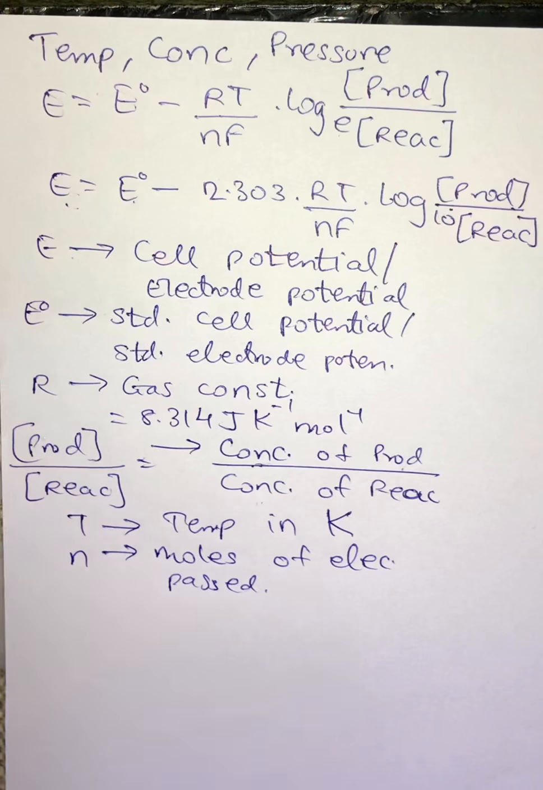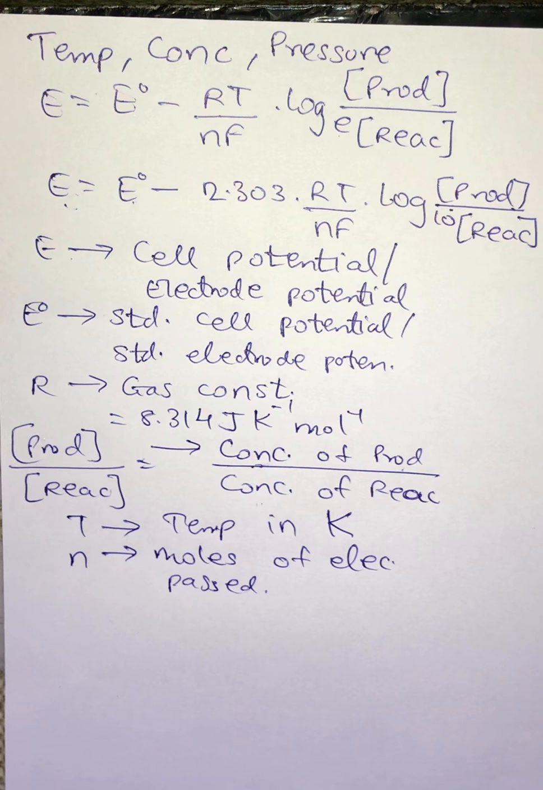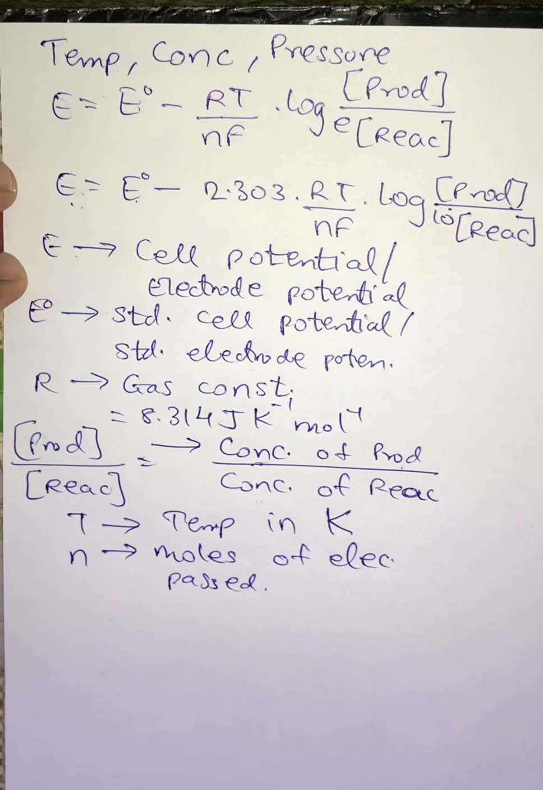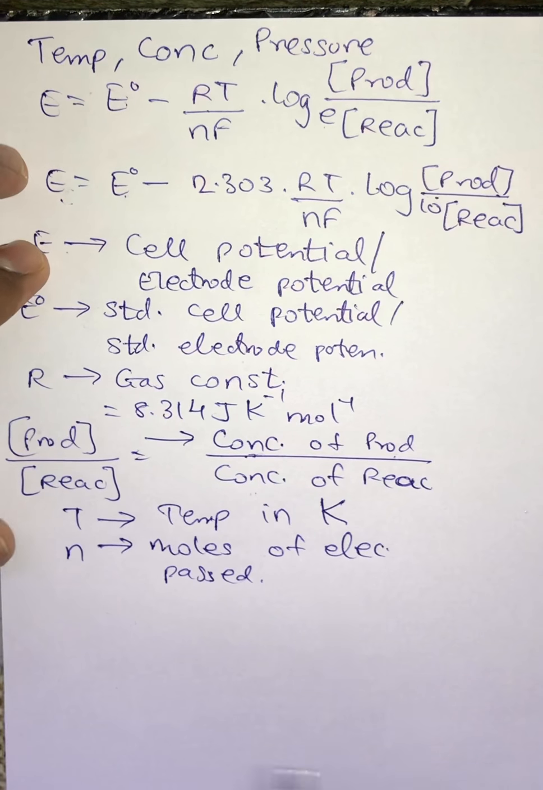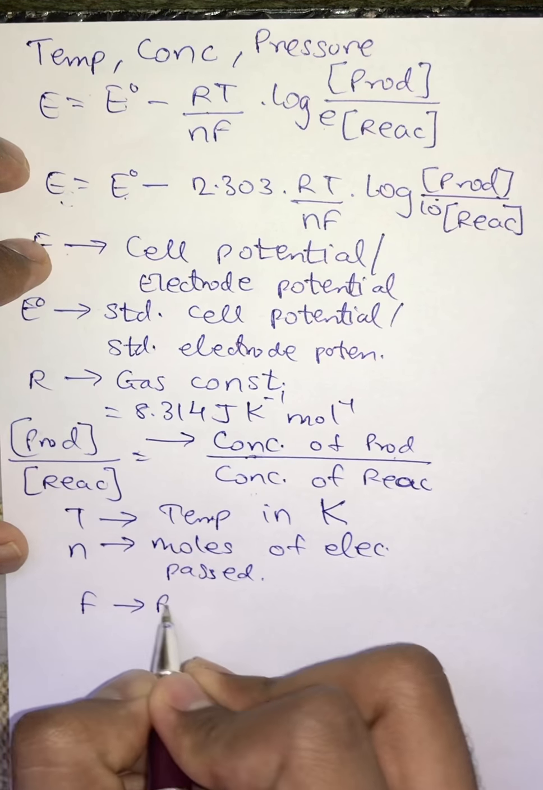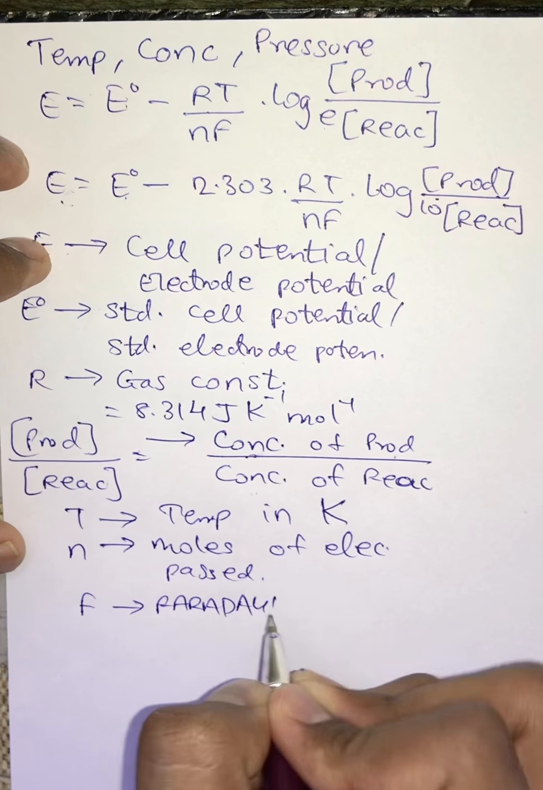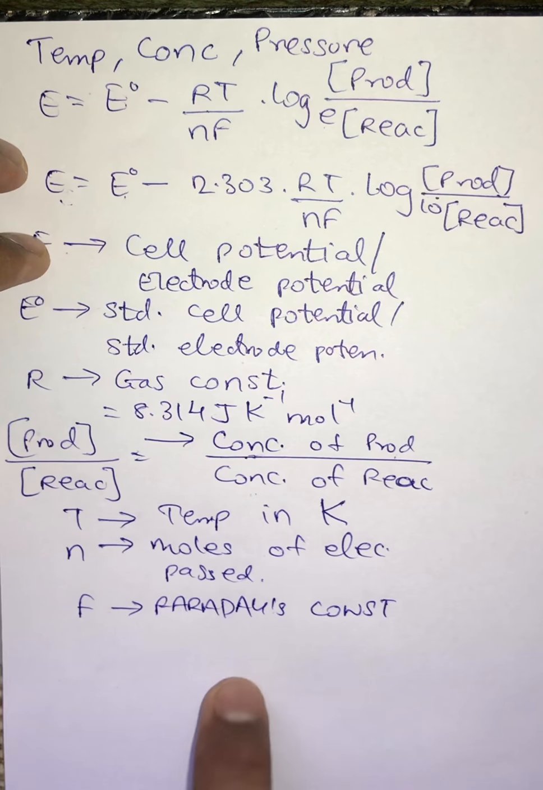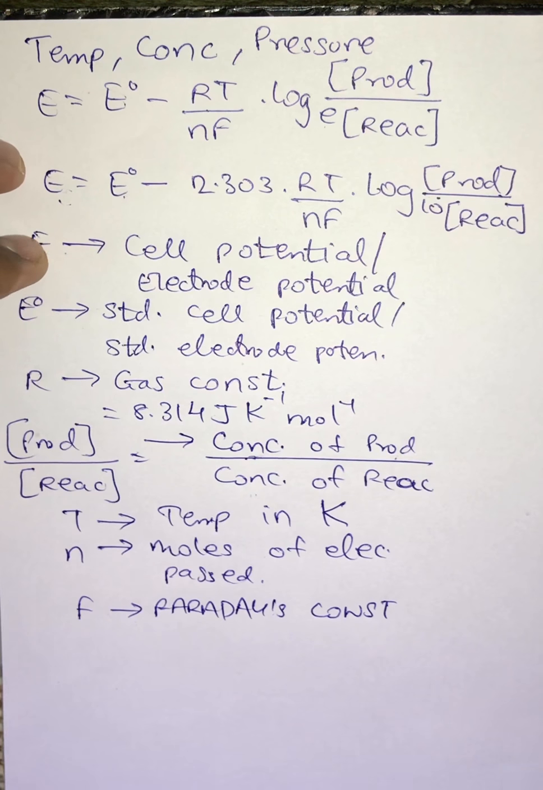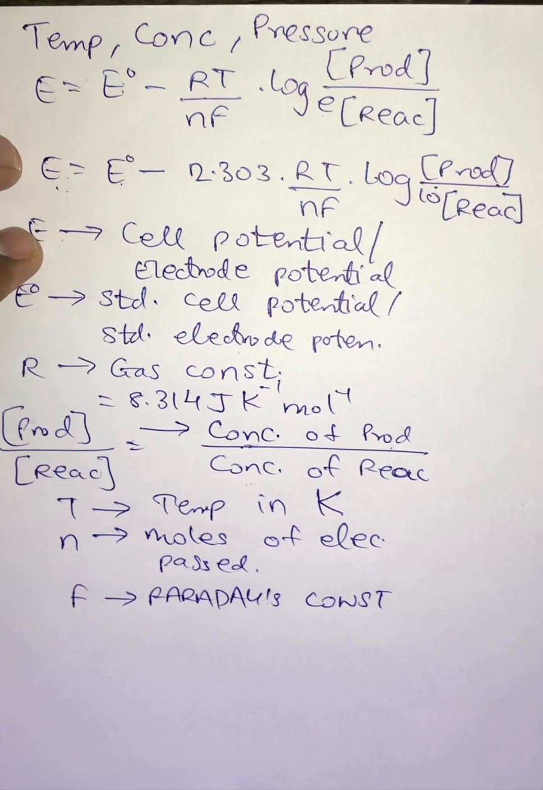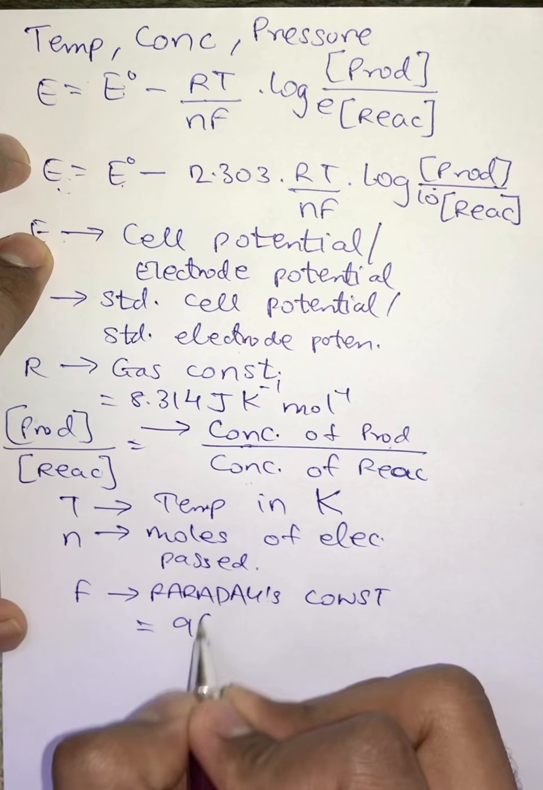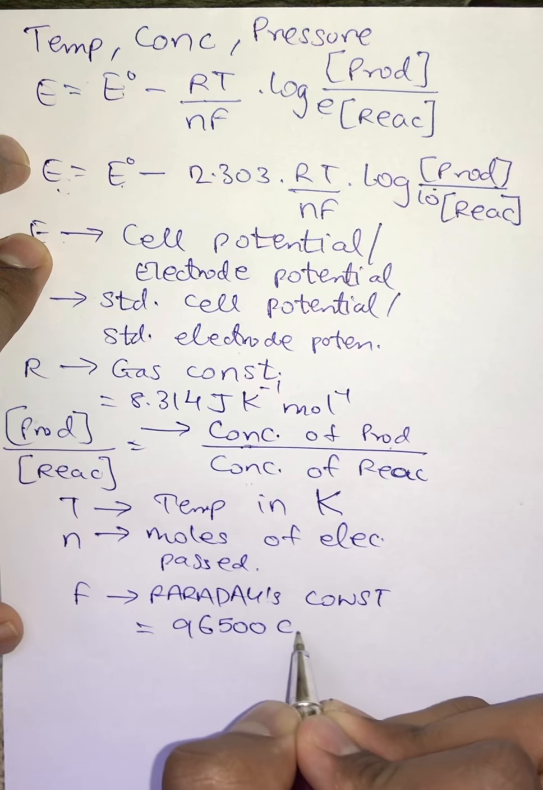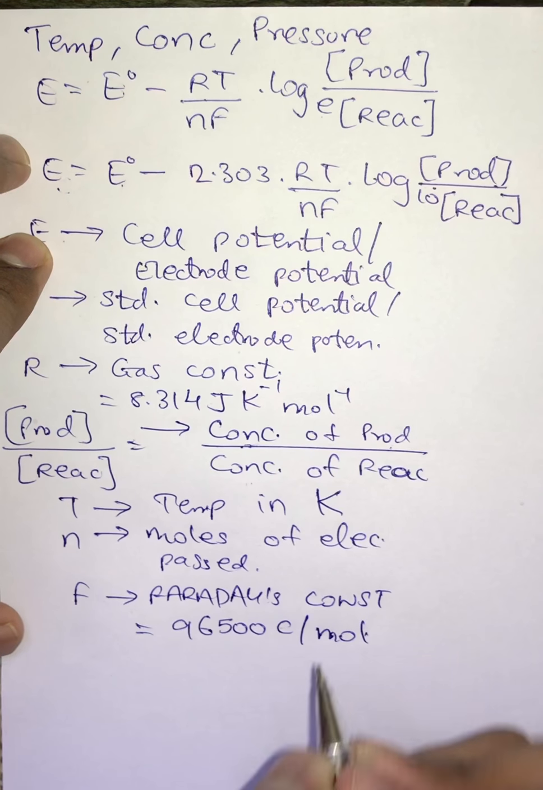As we all know that in a galvanic cell electrons move from anode to cathode, therefore the number of moles of electricity passed is that N over here. And your F is nothing but Faraday's constant. If you don't know what is Faraday's constant, I have made a video on this. You can find the link in the description box. The value of Faraday's constant is equal to 96500 coulombs per mole of electrons.